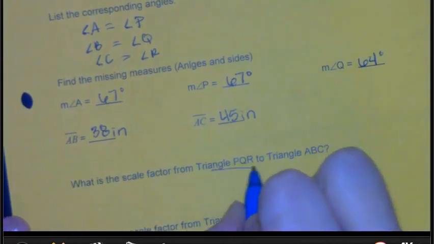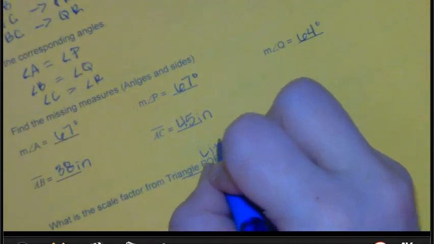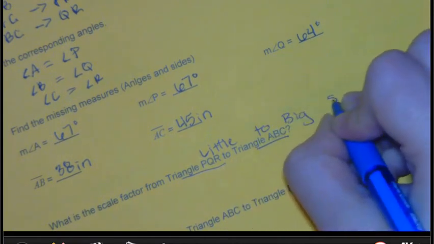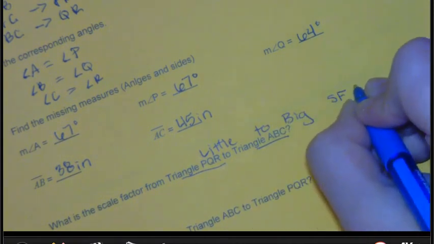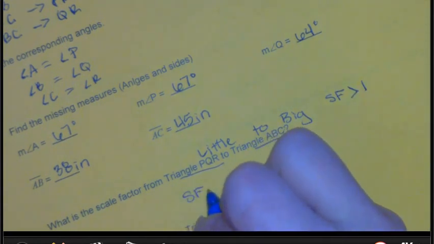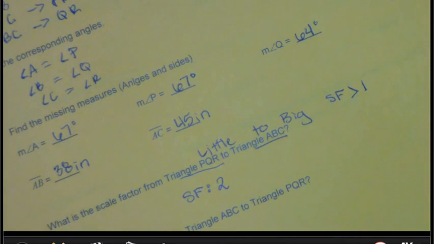All right, and then number 12 is asking me about the scale factor. So it wants to know the scale factor of PQR to ABC. Well, I notice that PQR is my little. So we need to remember little to big. My scale factor is going to be greater than 1. And in this case, we already figured out our scale factor is 2.